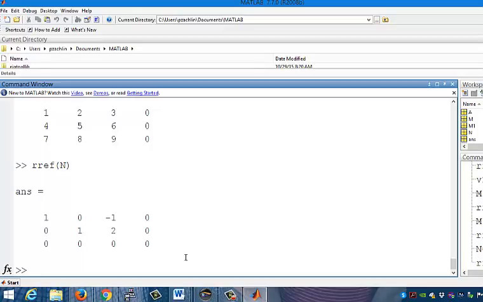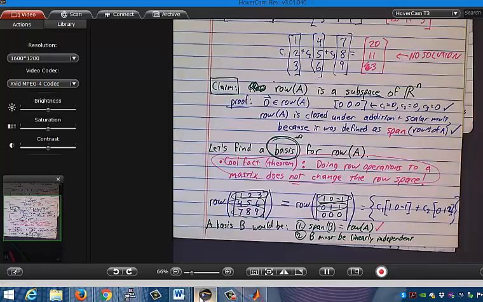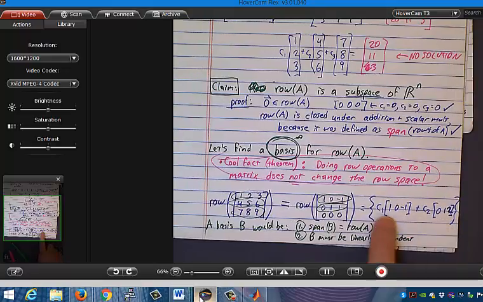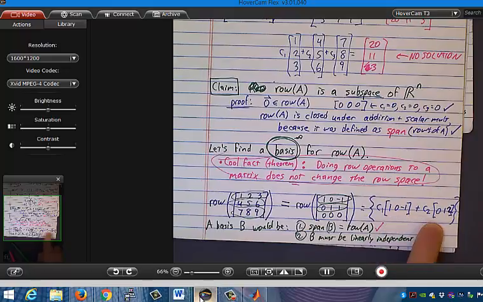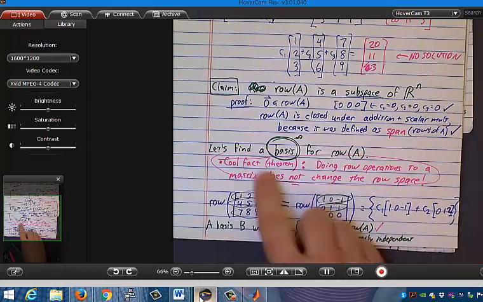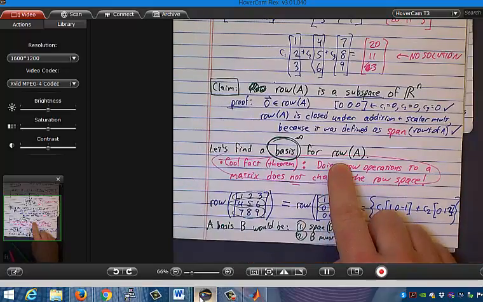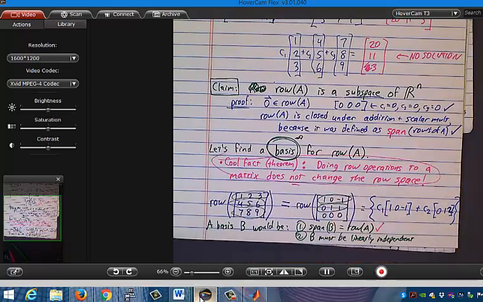But what about these two vectors? Well, these are linearly independent. Because if you set this equal to 0, the only way to get these to equal 0 is to make C1 equal to 0 and C2 equal to 0. You guys with me? Okay. So, let's answer the question. Can we find a basis for the row space of A? What's the answer?